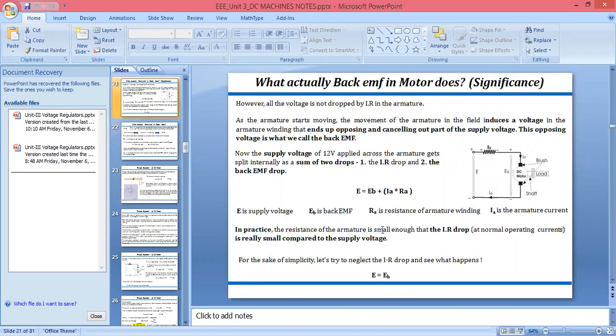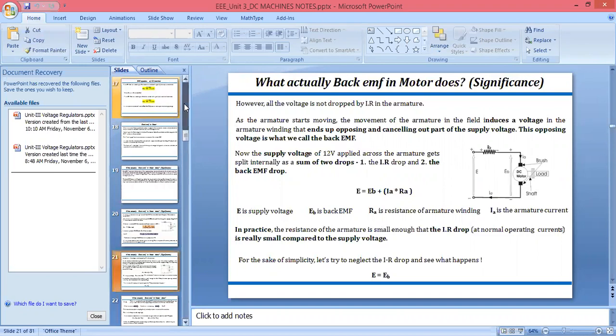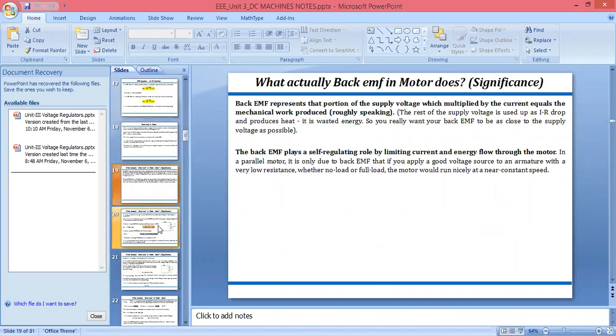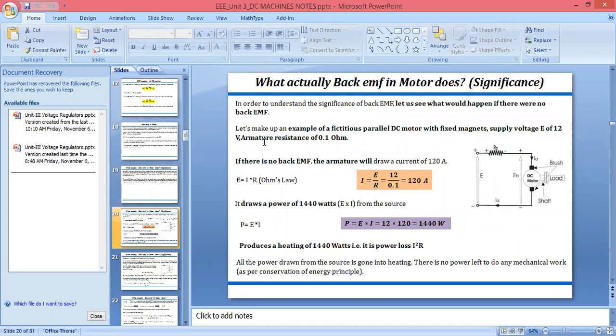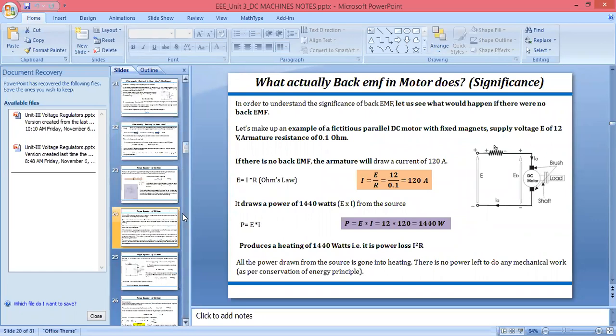If you are calculating the value of the resistance, we take it as very small compared to the supply voltage, because when I explained the circuit diagram I told you we are taking the resistance as 0.14 and its value is very less in comparison with the supply voltage.